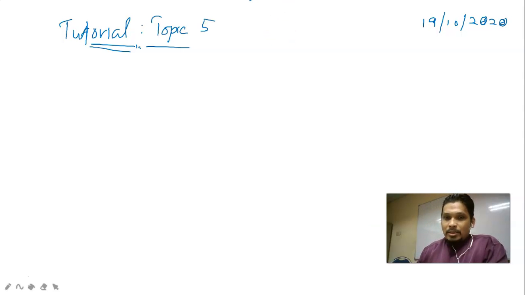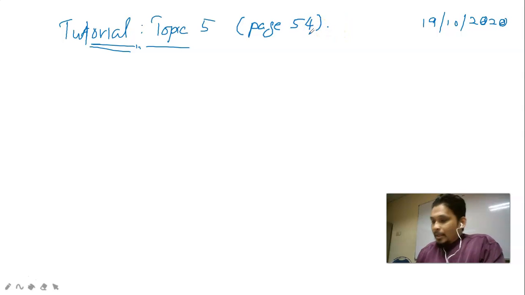So for this one, I begin with the topic 5 tutorial, page 54. Okay, so question number 3, I'm not going to discuss question number 1 and 2. Okay, so I do hope that all of you just look at the pictures and try to understand. Okay, sketch the functions below, state the domain and range. I think I'll come up with one example for question number 1.